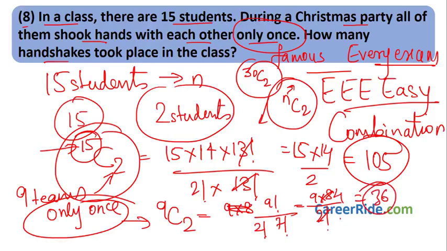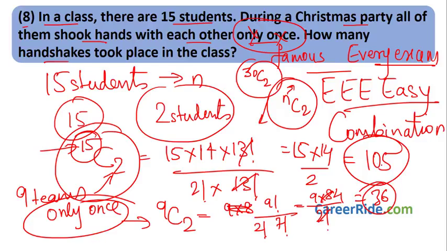Now again, I'll go a little bit further. If they say that in a class there are 15 students and during a Christmas party all of them shook hands with each other, only that much is given. Only once is not given. How many handshakes took place? Then what you can say over here is that 105 handshakes take place when each of them is shaking hands with the other person only once.